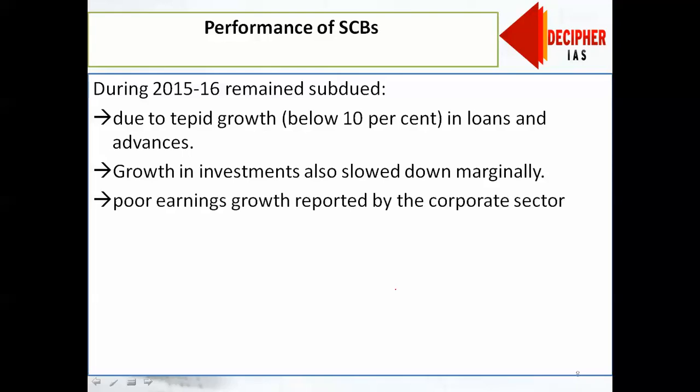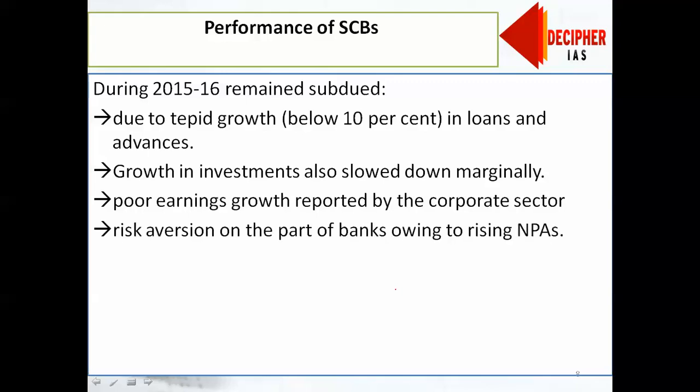The third one is poor earnings growth reported by the corporate sector. When the corporate sector is not earning enough, why would it like to expand and why would it like to take loans? The fourth one is the risk aversion on the part of banks due to rising non-performing assets, which is the major problem which the state banks or public sector banks are facing.